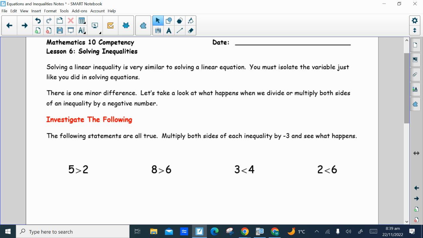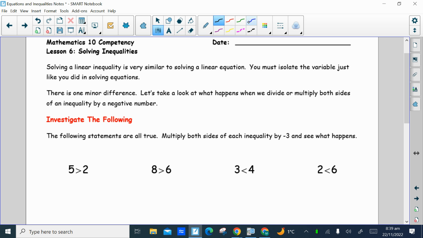So it says the following statements are all true. Multiply both sides of each inequality by -3 and see what happens. So this first statement says that 5 is greater than 2, which is true, obviously. If you multiply both sides by -3, let's see what happens. So we multiply -3 on the left and -3 on the right. -3 times 5 is -15. On the right, 2 times -3 is -6.